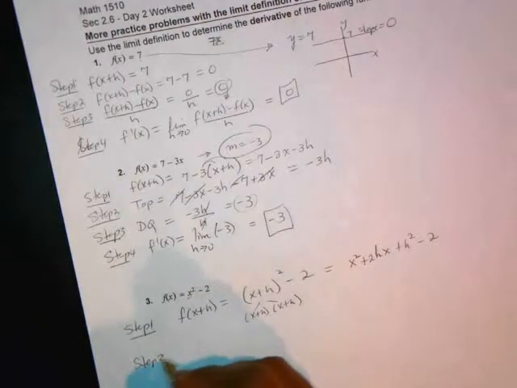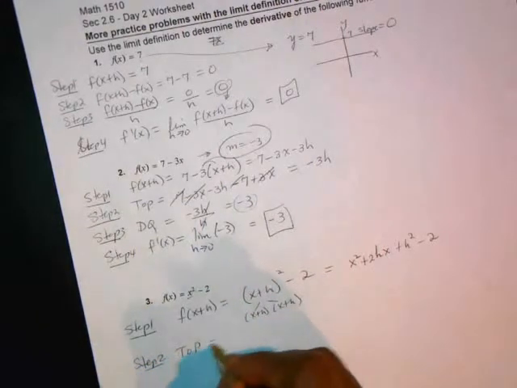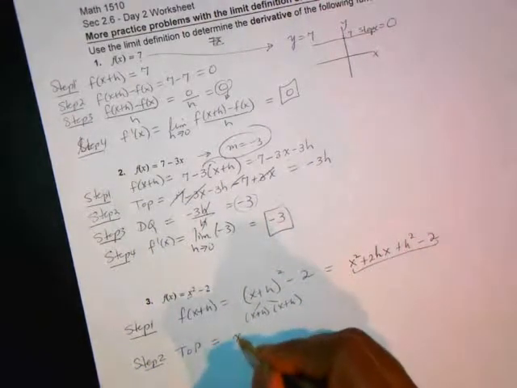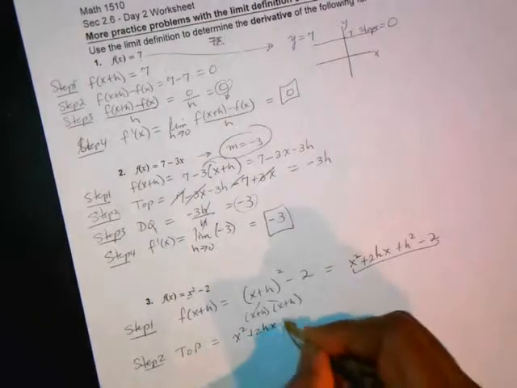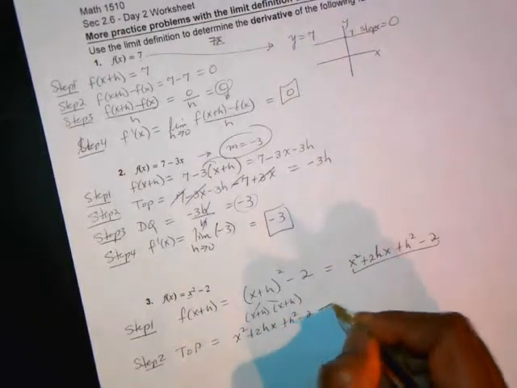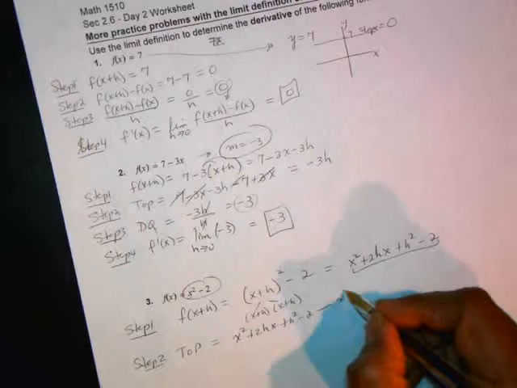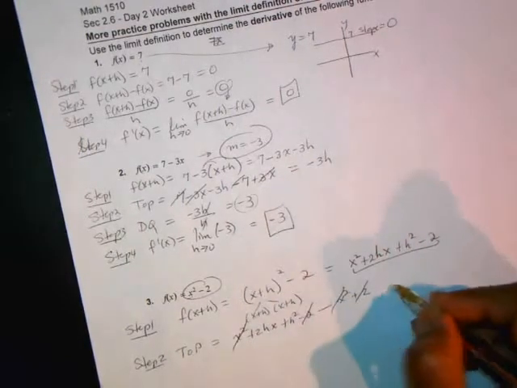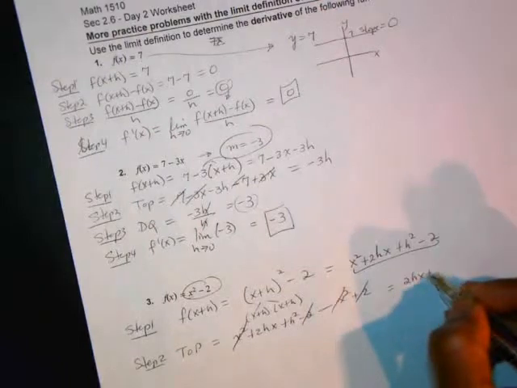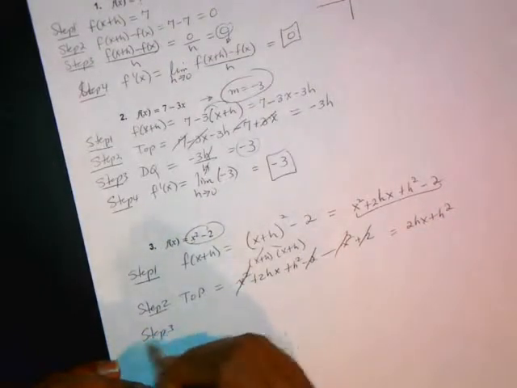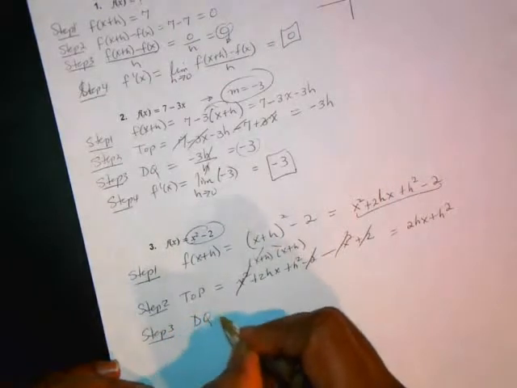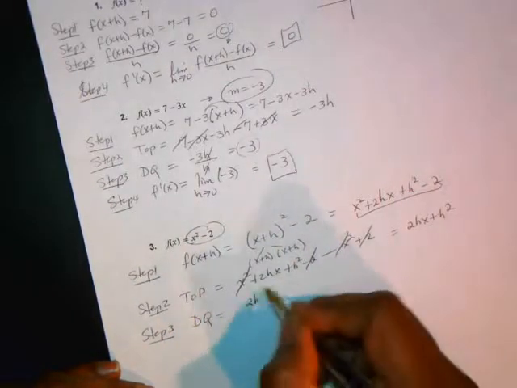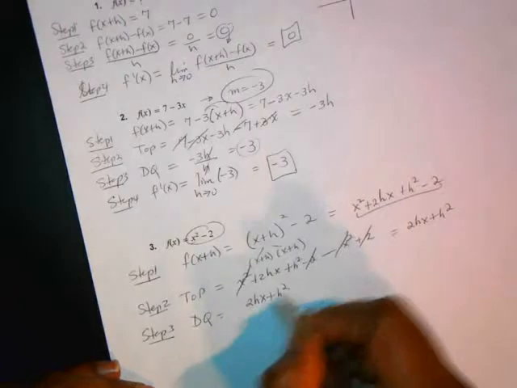Step 2 is the top portion of the difference quotient is this, copy it down, minus f of x, which the negative sign distributes. Things clear out, and we have 2hx plus h squared. Step 3, we form the difference quotient. We have 2xh plus h squared divided by h.